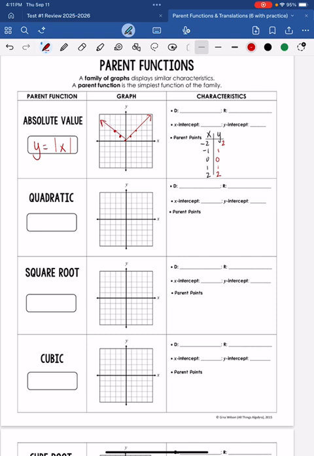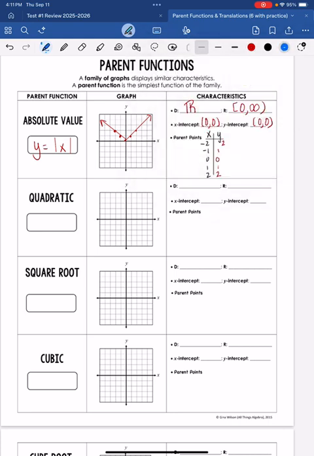The domain and range. The domain is going to be all real numbers, and the range is going to be 0 to infinity, and 0 is a bracket because it is included. The x-intercept is at the origin, which means the y-intercept is at the origin. And that is the graph of y equals the absolute value of x.